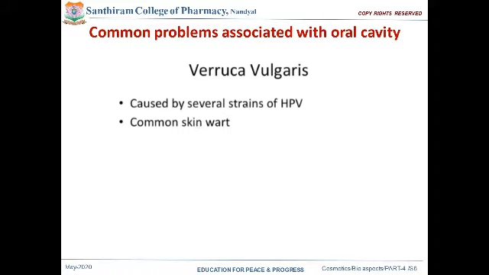Just many different kinds. And this is a common skin wart. It can also appear anywhere on the skin. You can auto-inoculate it. So if it's on one finger and you're picking at it, it can appear on another finger through a cut, and so on.